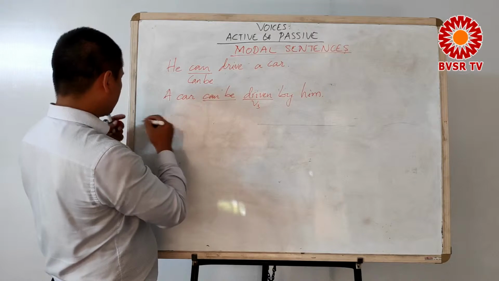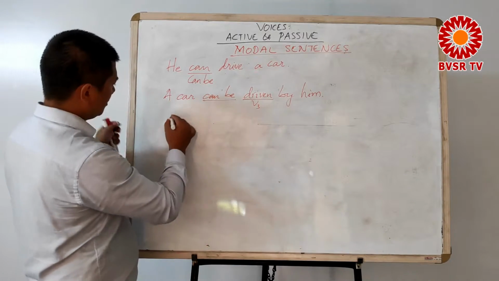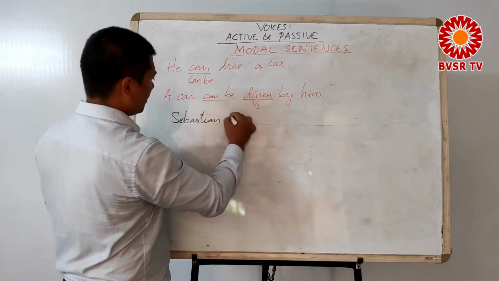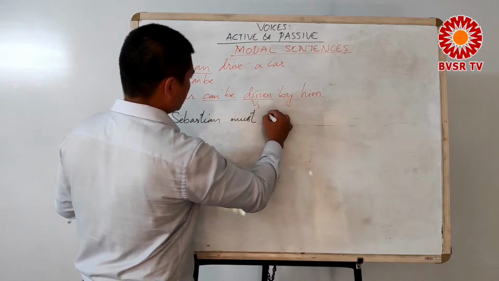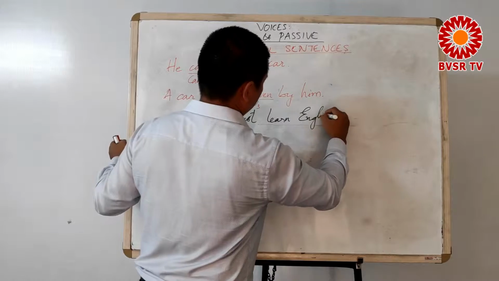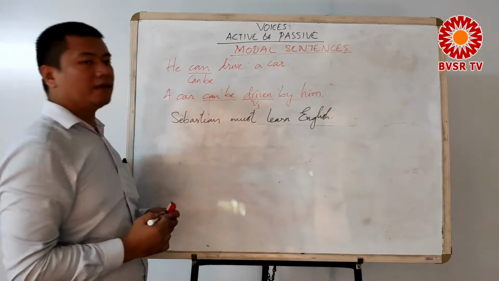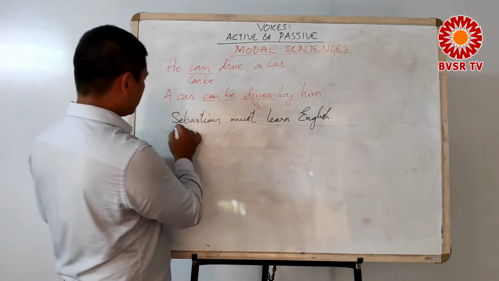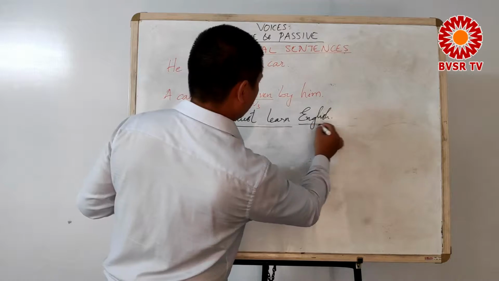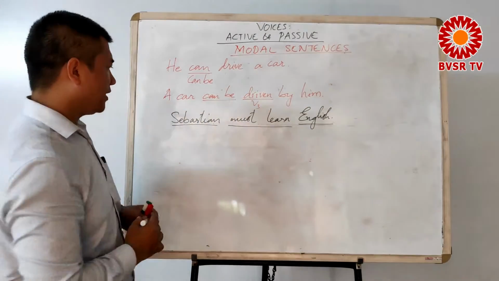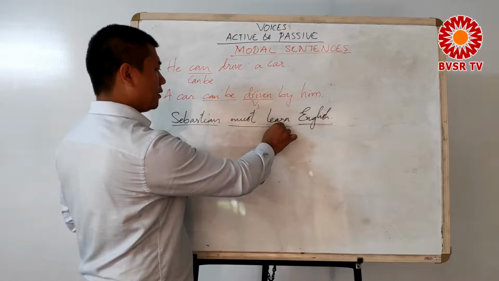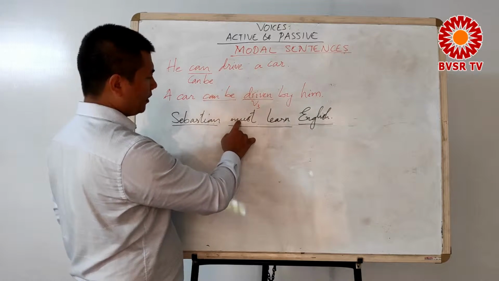I'll give you another example of another modal sentence. For example, let's say Sebastian must learn English. Now Sebastian is the subject, must learn is the verb, and English is the object. Must is the modal verb, learn is just a main verb, and this is the helping verb here.